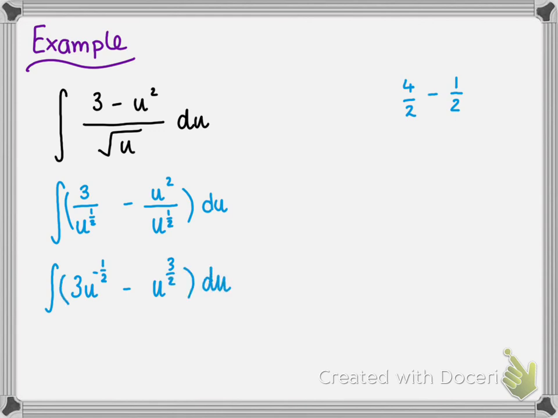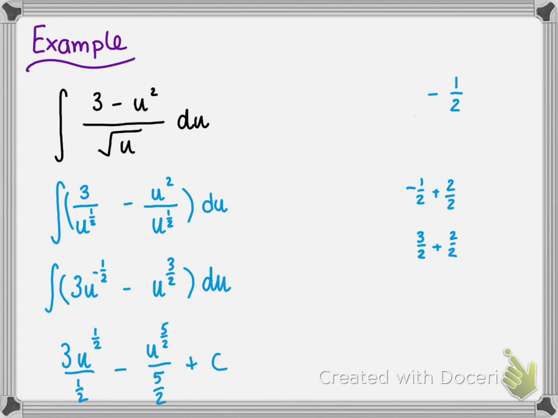So now we're integrating. So I'll get 3u, now negative a half plus 1 is going to be positive a half, and we're dividing by that. And then 3 over 2 plus 1 is going to give me 5 over 2. And we're dividing by that. And again, get that constant of integration in there to make sure you get the marks. So give myself a wee bit of space.